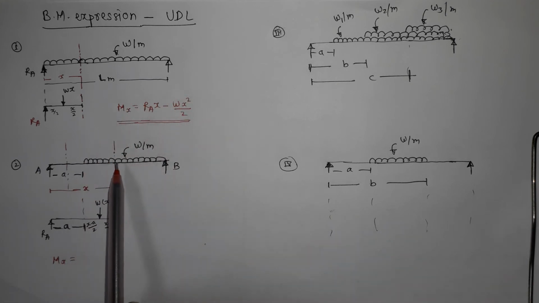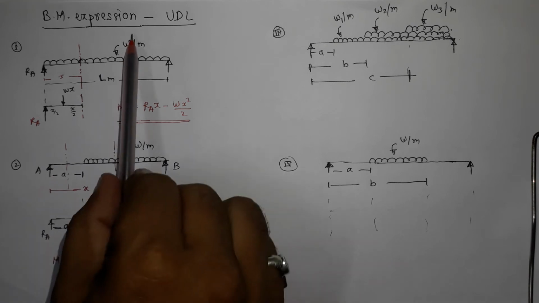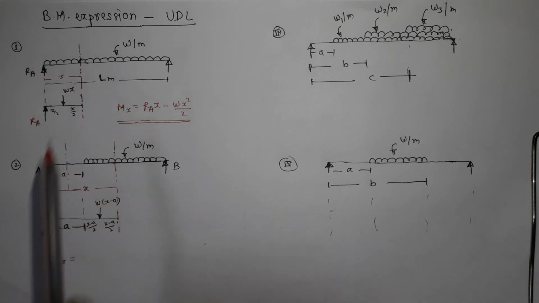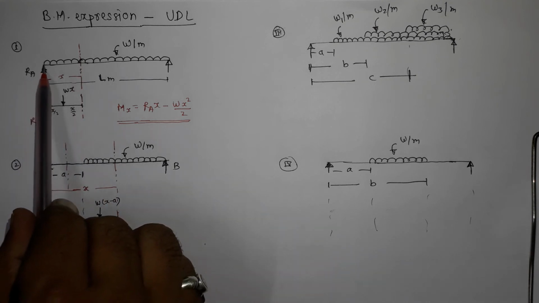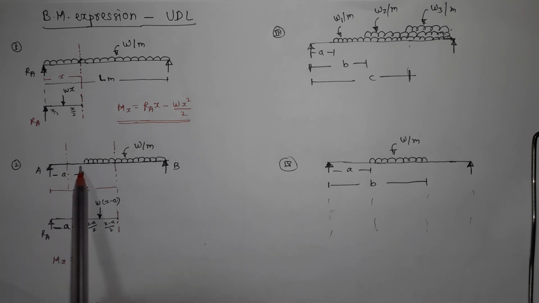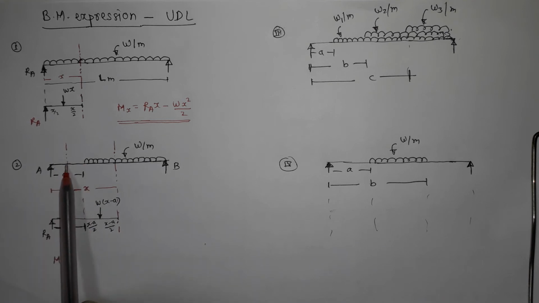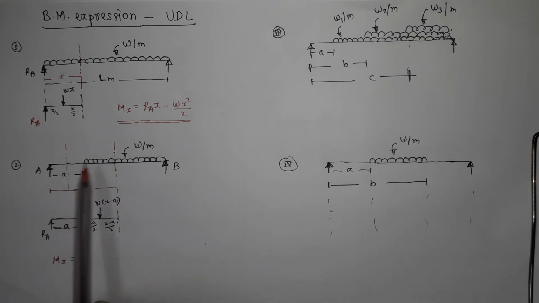Now I am going with the second case. In the second case, the same UDL is acting. The only difference is that in the first case the UDL starts from the left end and runs to the right end, but here the UDL is starting in between, that is at a distance A from the left end. As such, we will have to divide the entire span into 2 subspans.